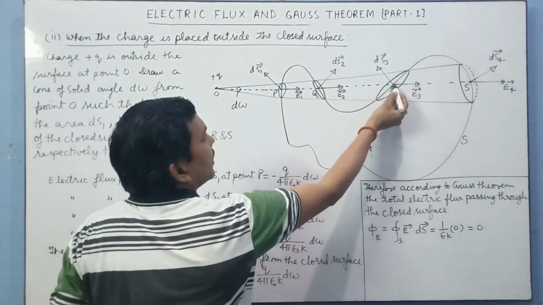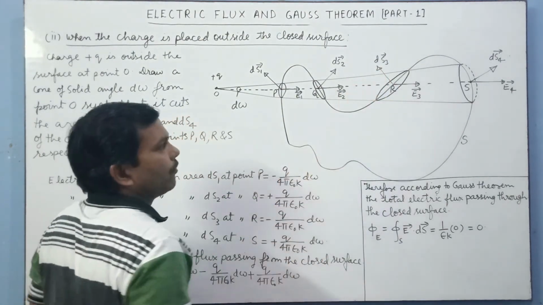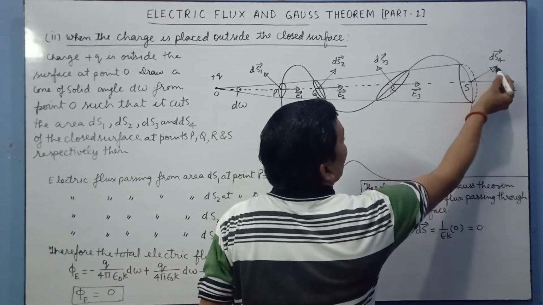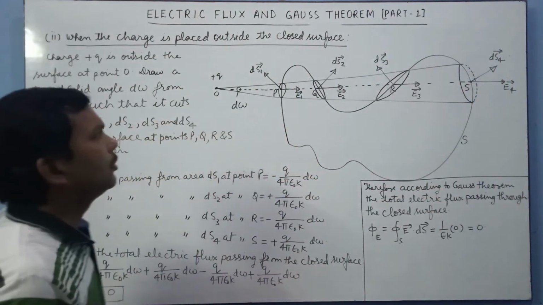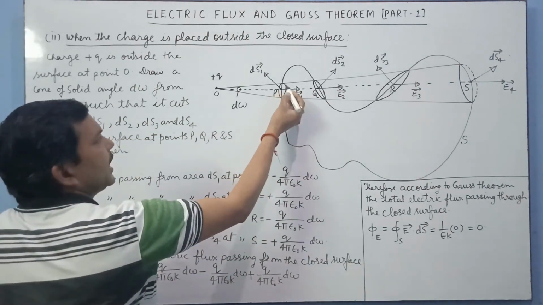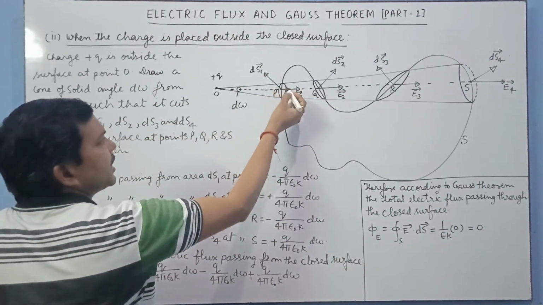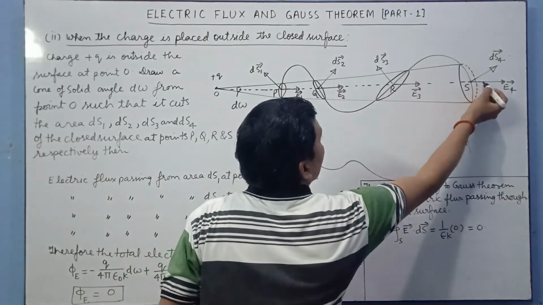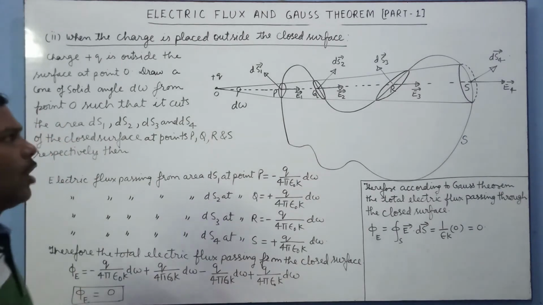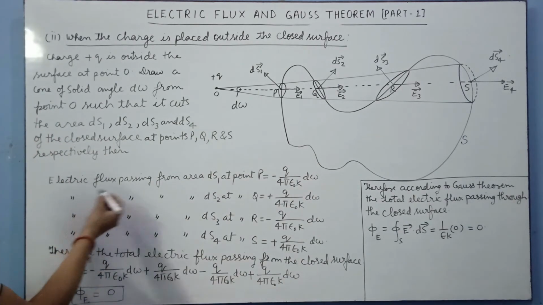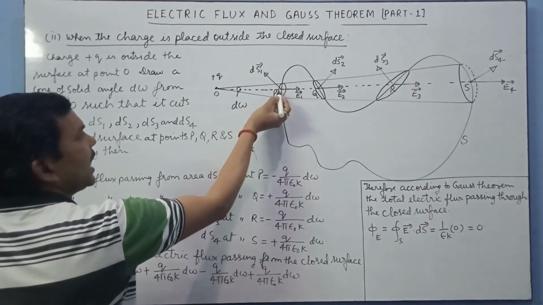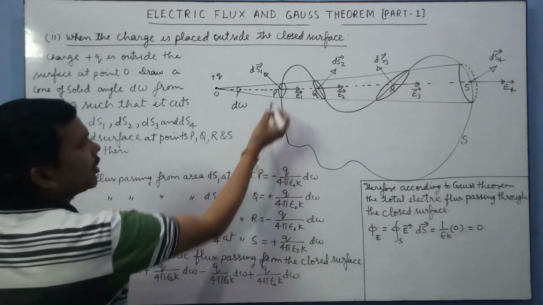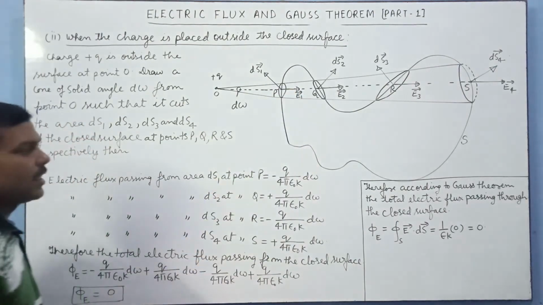At point R, the area vector is in this direction, and at point S, the area vector is along this direction. So here the angle between E and S is greater than 90, here less than 90, here also greater than 90, and here also less than 90. Now we will find out the electric flux passing through this area ds1 at this point P. This flux will be negative because the angle between E and ds is greater than 90.